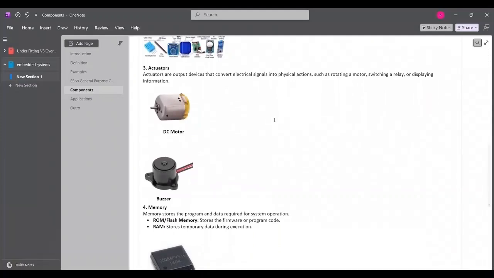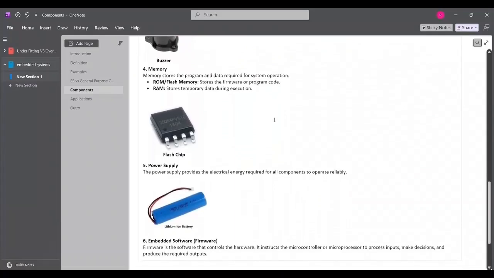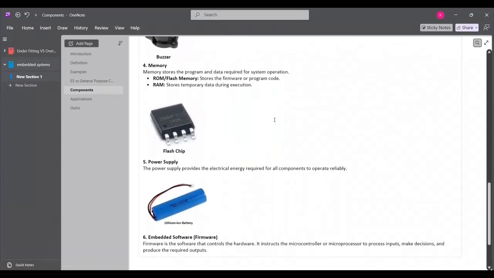They allow the embedded system to interact with the real world by controlling devices such as motors, valves, relays, and displays. For example, a motor actuator in a washing machine controls the rotation of the drum. Memory is used to store the program instructions and data required for the operation of the embedded system. Embedded systems typically use different types of memory. ROM or flash memory stores the firmware or program code. RAM temporarily stores data while the system is running.